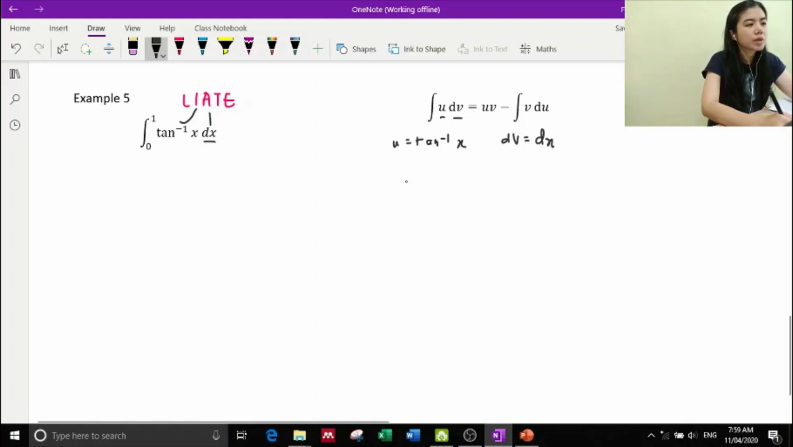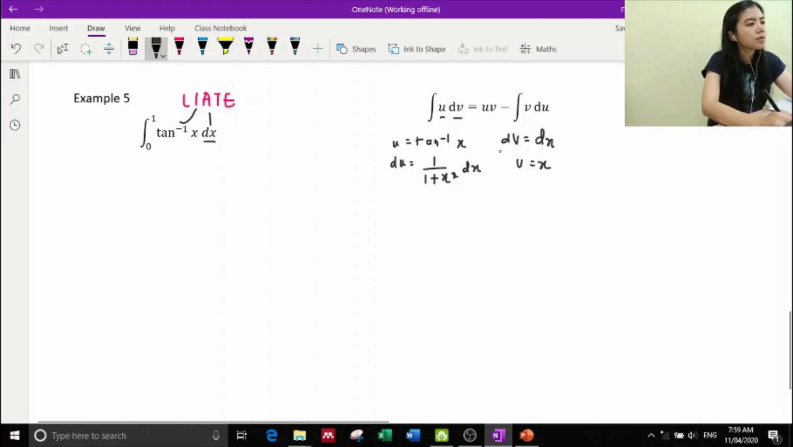So now we're going to do the differentiation for the left hand side. If we differentiate the left hand side, the tangent inverse would give you the derivative, 1 over 1 plus x squared. And don't forget to write the dx. And for the right hand side, we're going to have the integration. So you integrate, so you will have v equal to x.